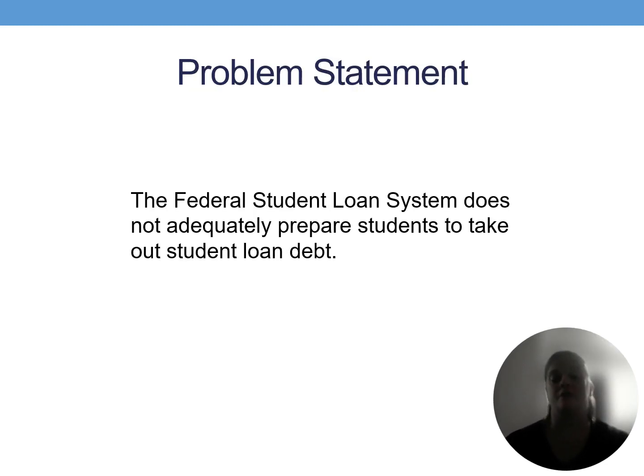The federal student loan system does not adequately prepare students to take out student loan debt. Brown conducted this research to discover how students approach and decide how much they should finance through the federal student loan program. A look into the information and understanding that the students had prior to signing, as well as the perception of expectations of financial stability after graduation, will assist Brown in determining what changes can be made to better the system and the student experience.